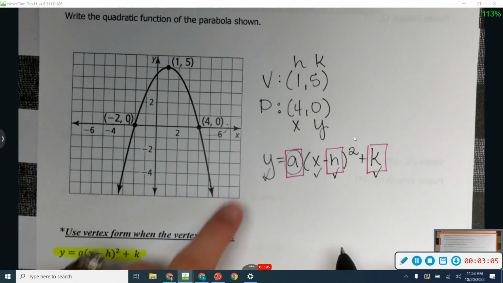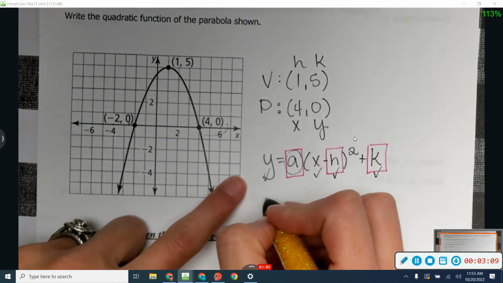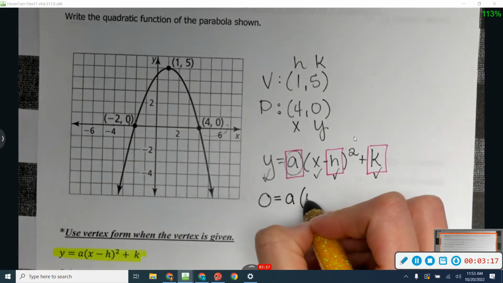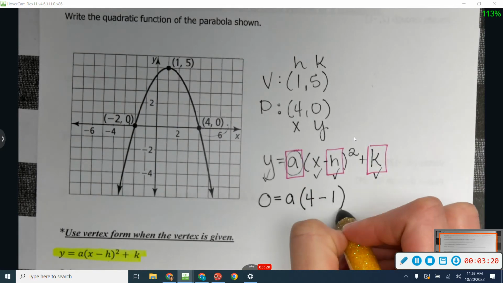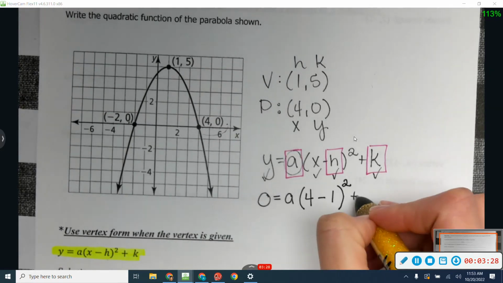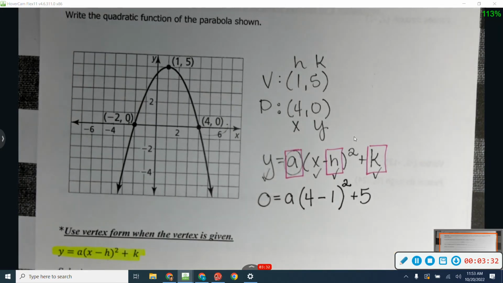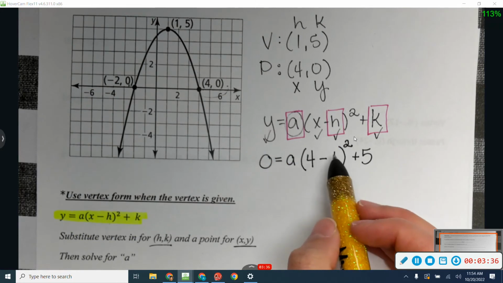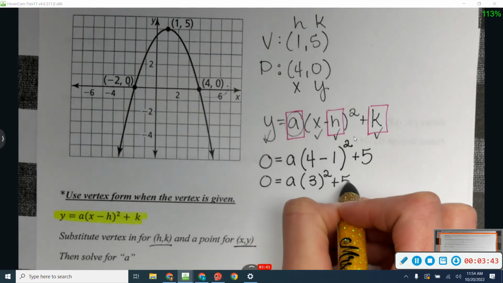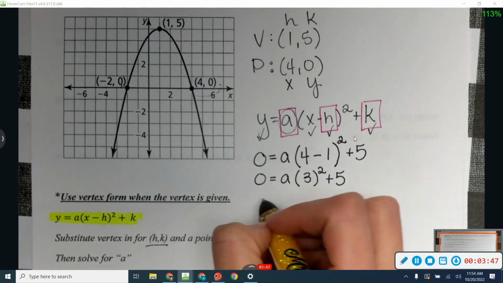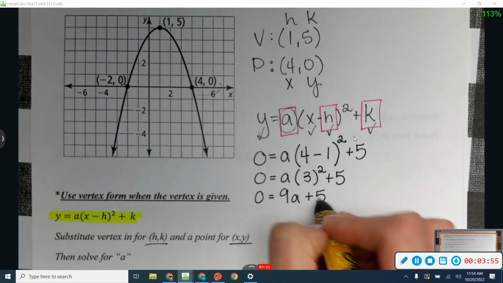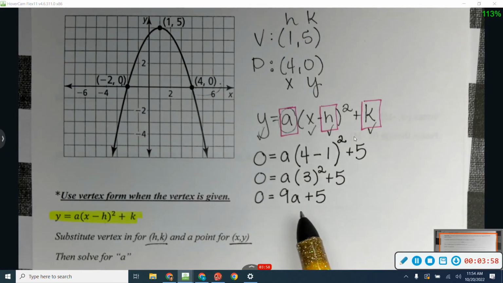So, if I work on this problem, the y value that I have labeled is 0, equals a, parentheses, the x value is 4 minus my h of 1. Now the most common mistake is not putting the squared. Make sure you put that squared. And then my plus k is going to be plus 5. Then I'm going to simplify what's inside parentheses. So I've got 0 is equal to a, (4 minus 1 is 3) squared, plus 5. Well, 3 squared is what? 9. So a times 9, we write that as 9a. Whenever you square that, it's going to be the coefficient of a, so it's written in front.